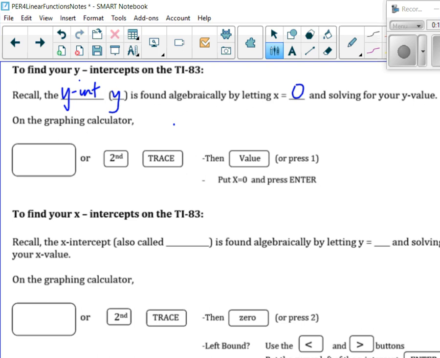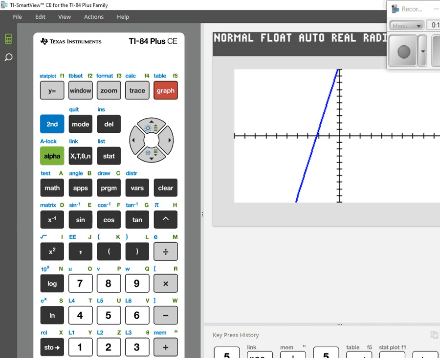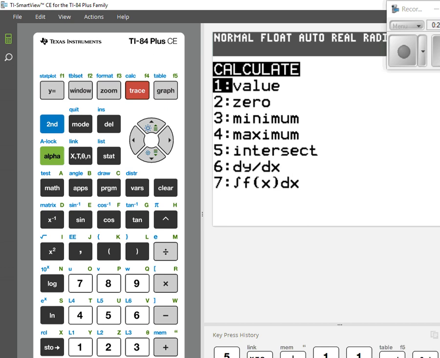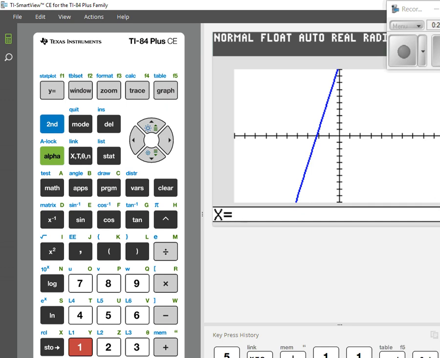On your graphing calculator, we're going to use the feature called calculate, which is second trace. You guys still have this on your graph? Because we can't calculate anything if we don't have anything on there. So we're going to go to second calculate. Does everybody see we have this feature called value? If I type value in, it says, give me what x value you want me to calculate.